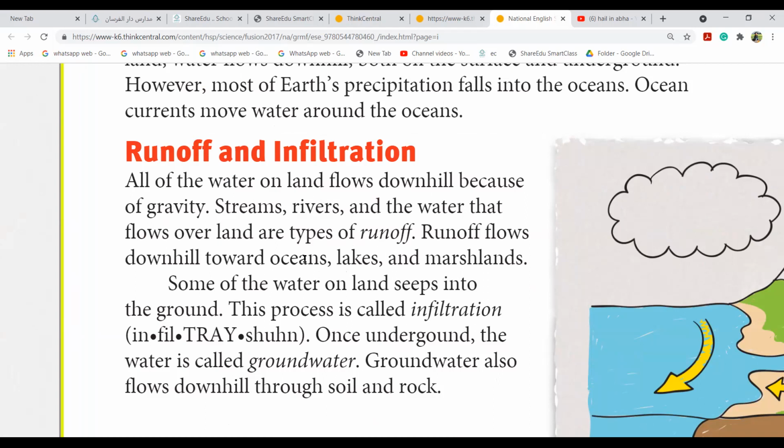All of the water on land flows downhill because of gravity. Streams, rivers, and the water that flows over land are types of runoff. Runoff flows downhill towards oceans, lakes, and marshlands. Okay, wait a minute. This paragraph, can you explain to us what they are talking about?